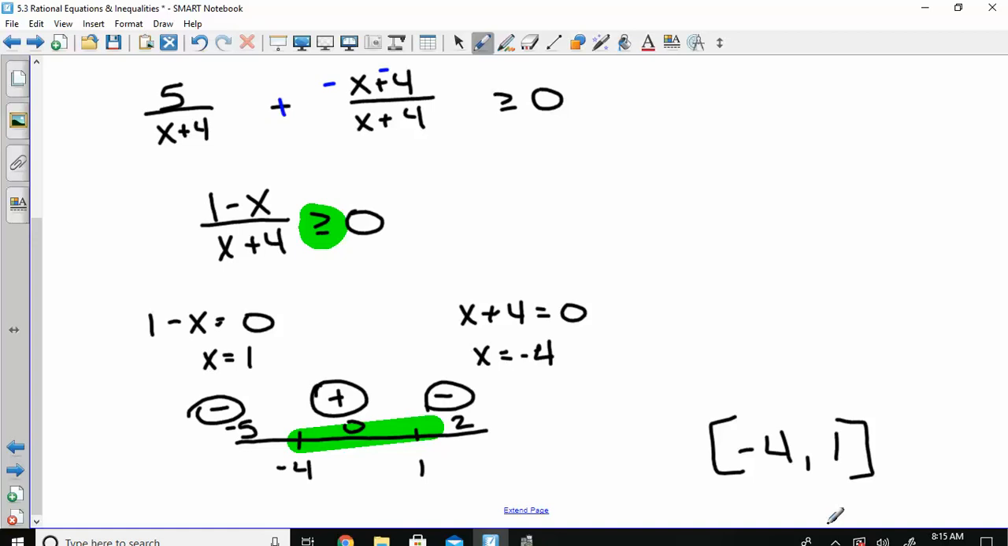Looking at the original, what can x not be? -4, because it would make the bottom 0. Can you ever have 0 on the bottom? No. So even if I have an equal to, whatever was on the bottom has to get a parenthesis. So this -4 has to have a parenthesis because you can't have 0 on the denominator. Any questions there?